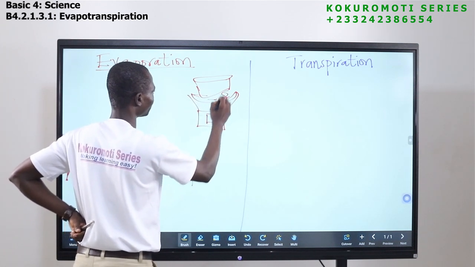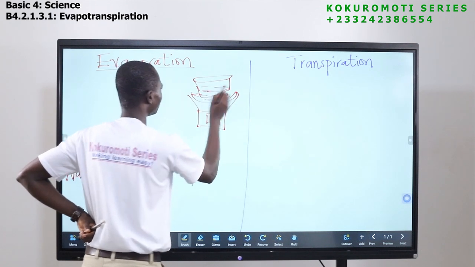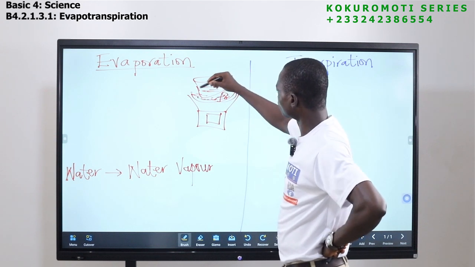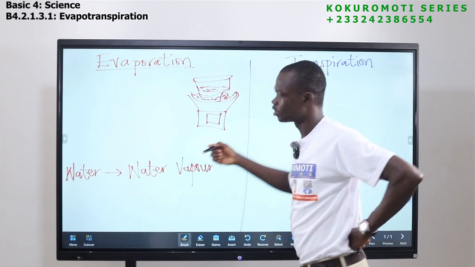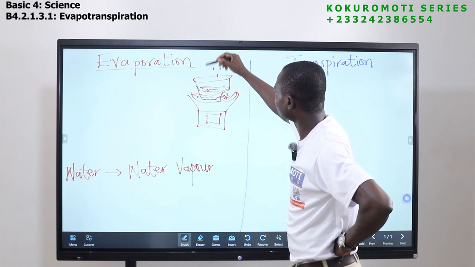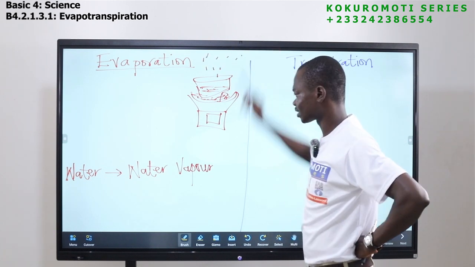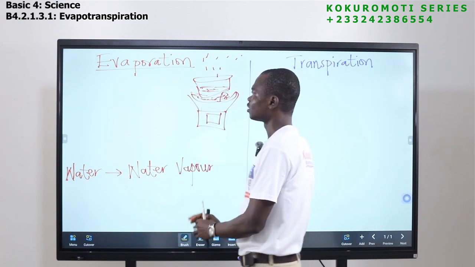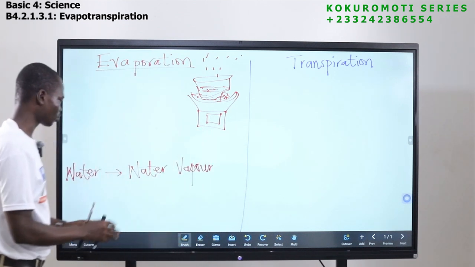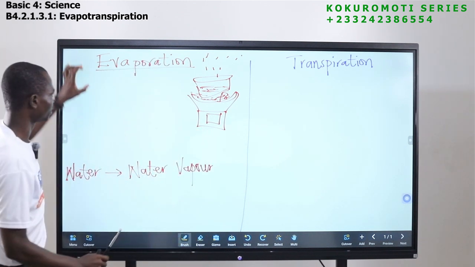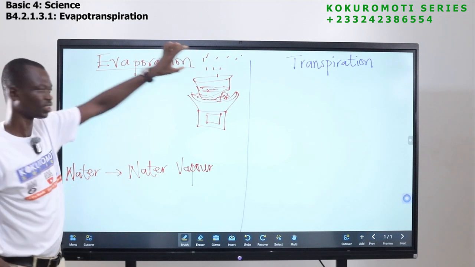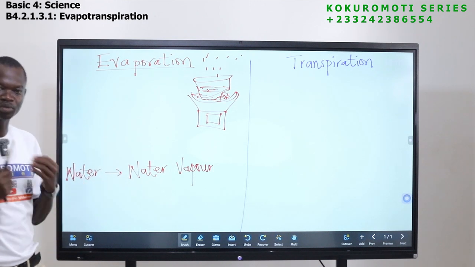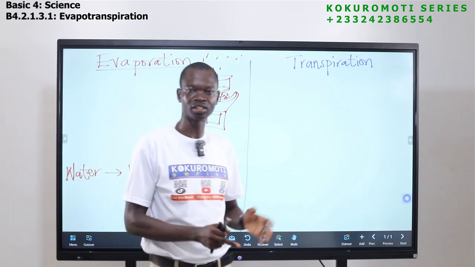coal pot. We have charcoal here and there is water in the bowl. The heat will cause the water to evaporate, so the water will turn into vapor, water vapor, and the water vapor will go into the sky. So the process where water changes into water vapor is what we call evaporation. So when you hear about evaporation, we are talking about a process where water turns or changes into water vapor.